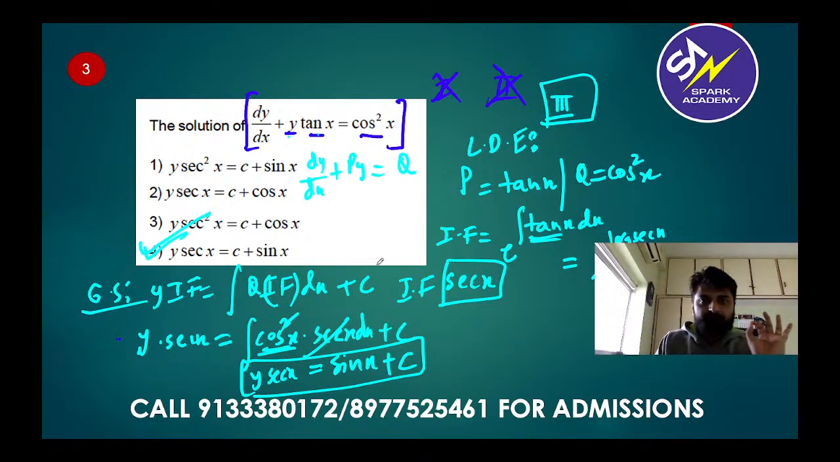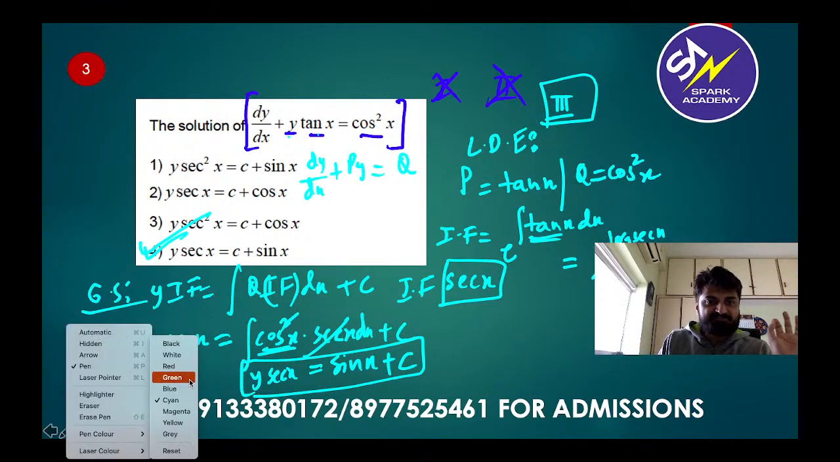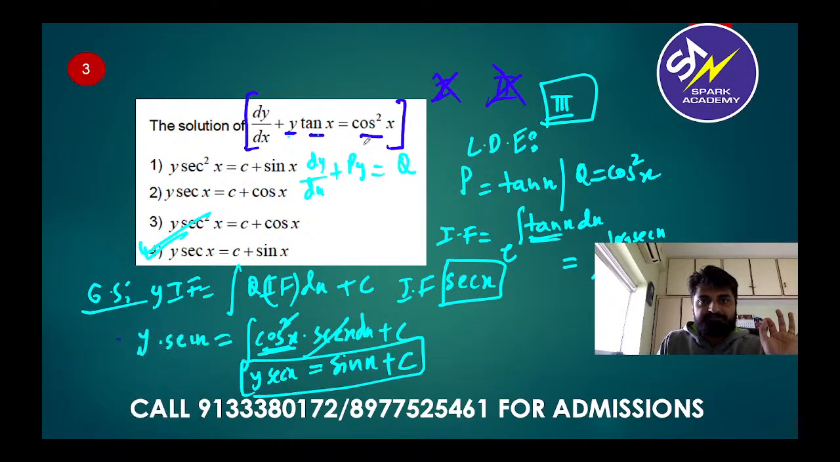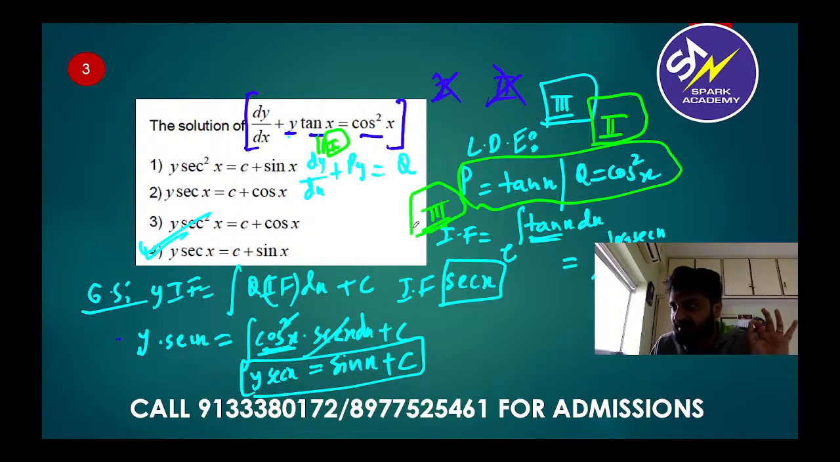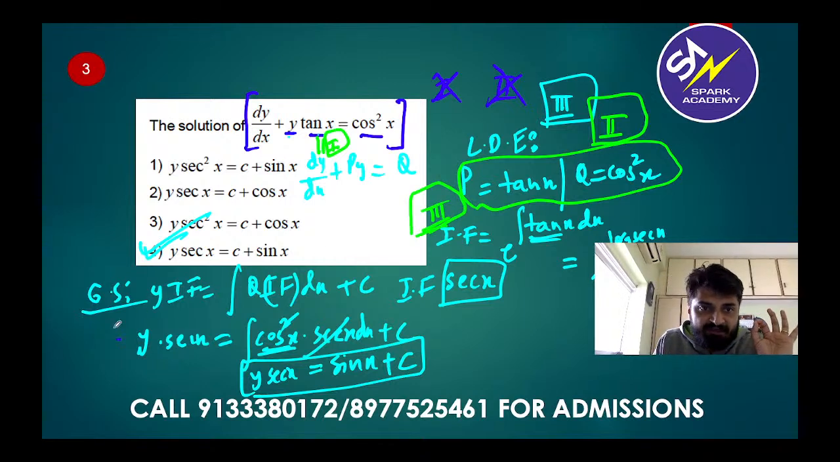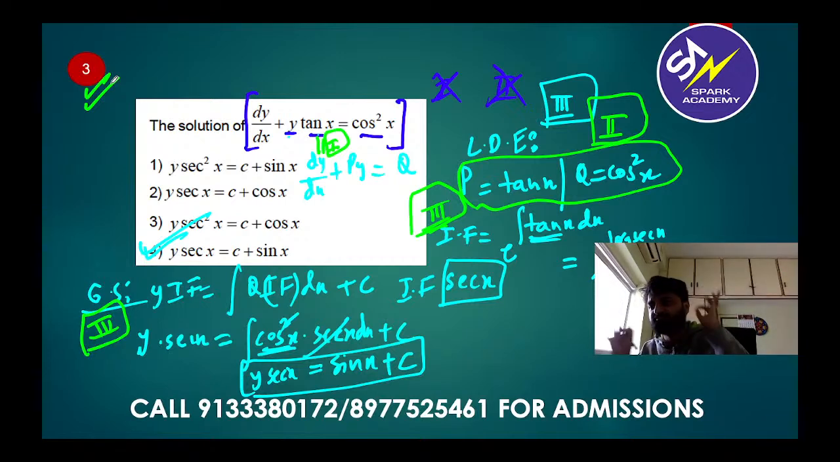So LDE, what are my steps basically which I'm doing? I'm first identifying that it is LDE. You're getting P and Q, finding the integrating factor which is e power integral P dx, and then finally substituting in the general solution. Very simple. This is a sure question in EAMCET as well as JEE. One question based on LDE you can expect, please.